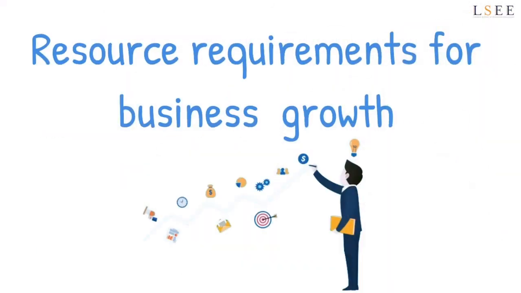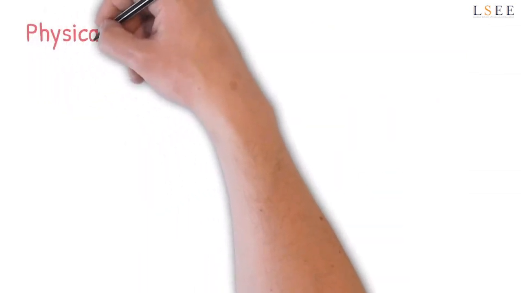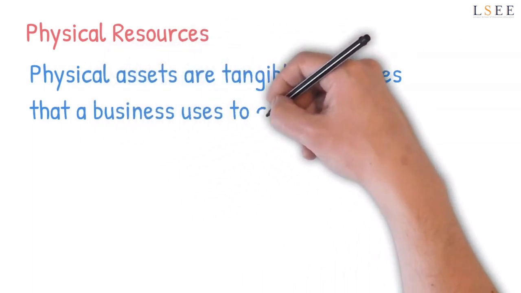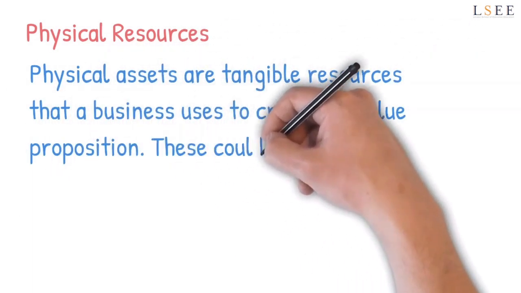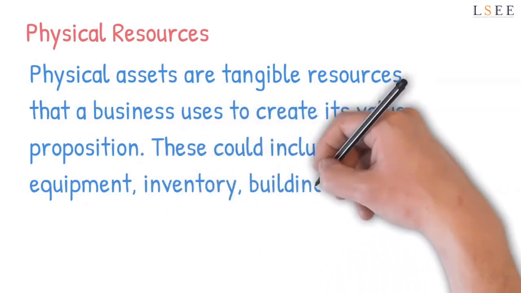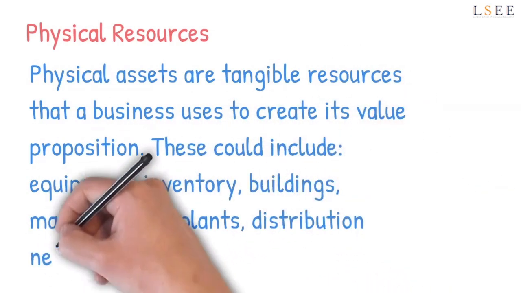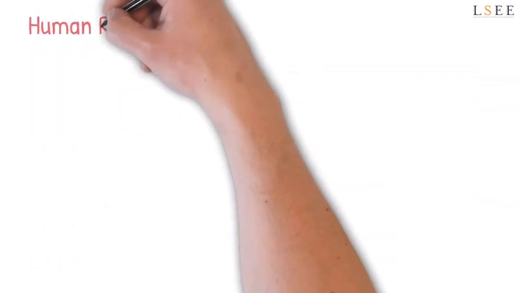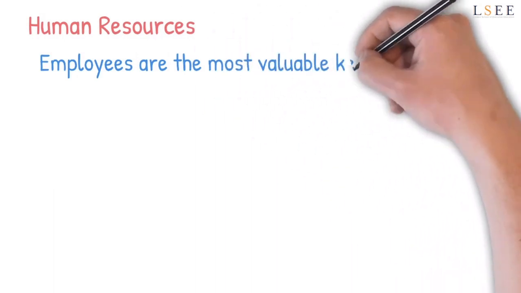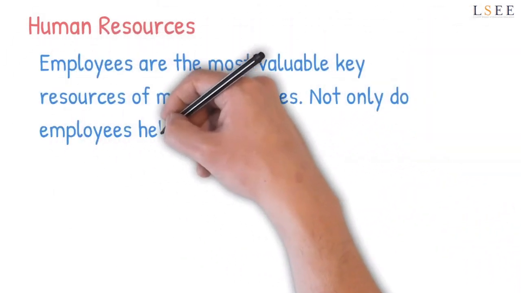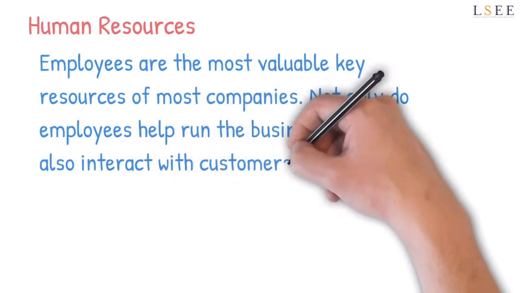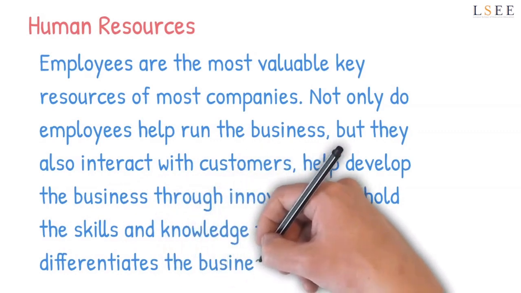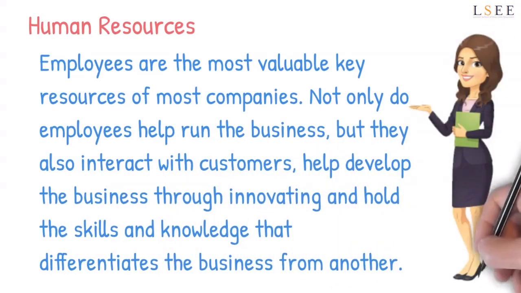Resource requirements for business growth. Physical resources. Physical assets are tangible resources that a business uses to create its value proposition. These could include equipment, inventory, buildings, manufacturing plants, distribution networks. Human resources. Employees are the most valuable key resources of most companies. Not only do employees help run the business, but they also interact with customers, help develop the business through innovating and hold the skills and knowledge that differentiates the business from another.